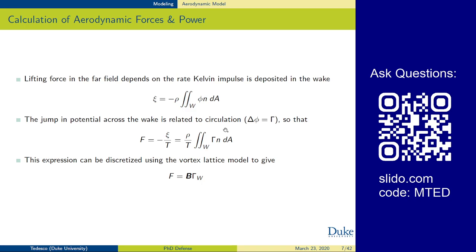Now, this is in continuous form. However, it can easily be written in a discrete sense as a matrix B times a vector of those gamma wakes, those black panels that we saw earlier, to get us the average force.